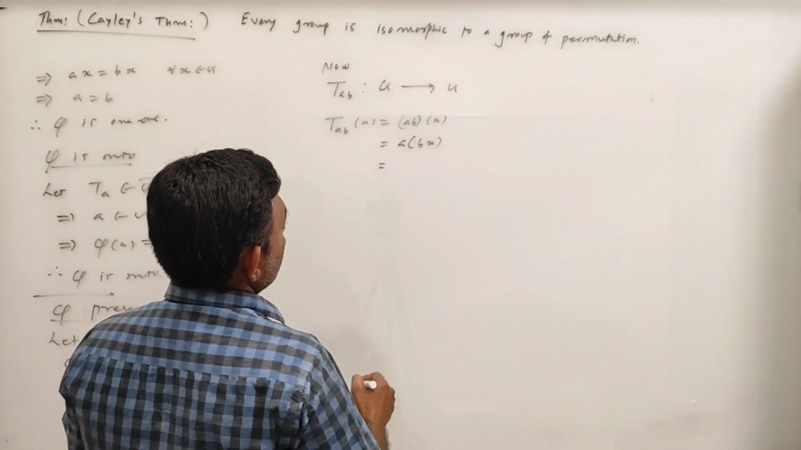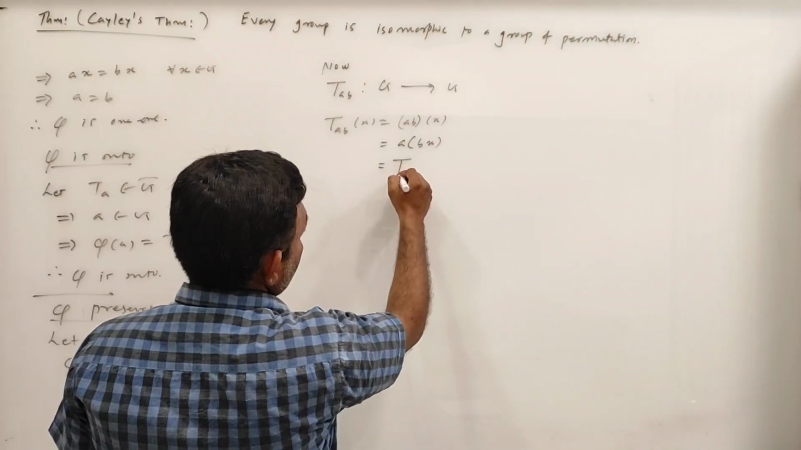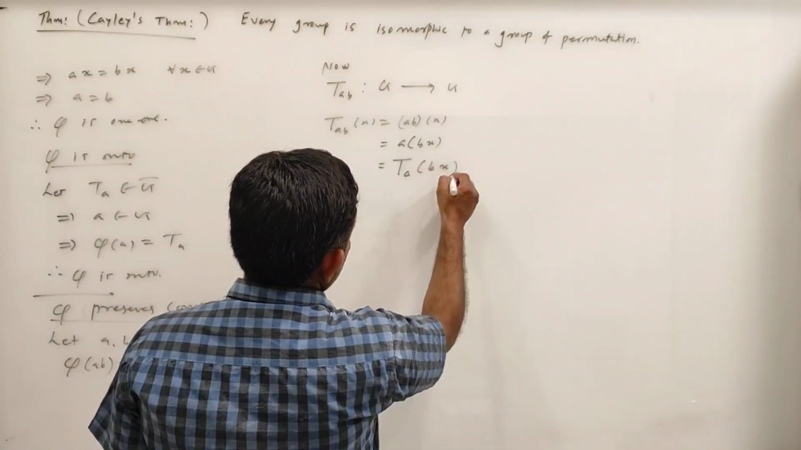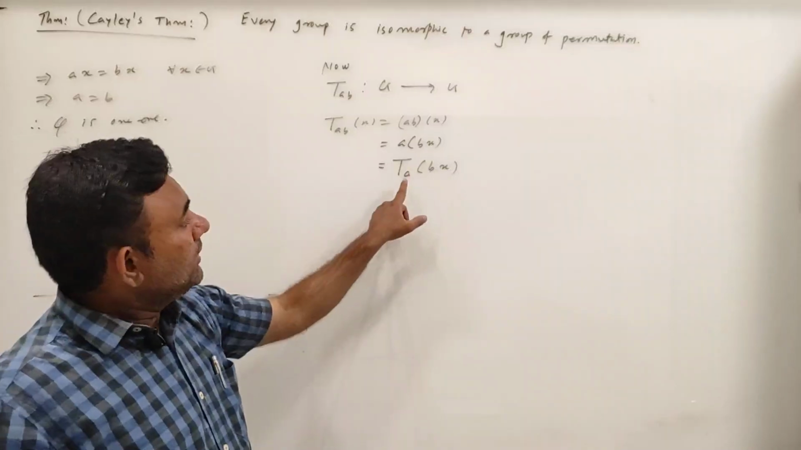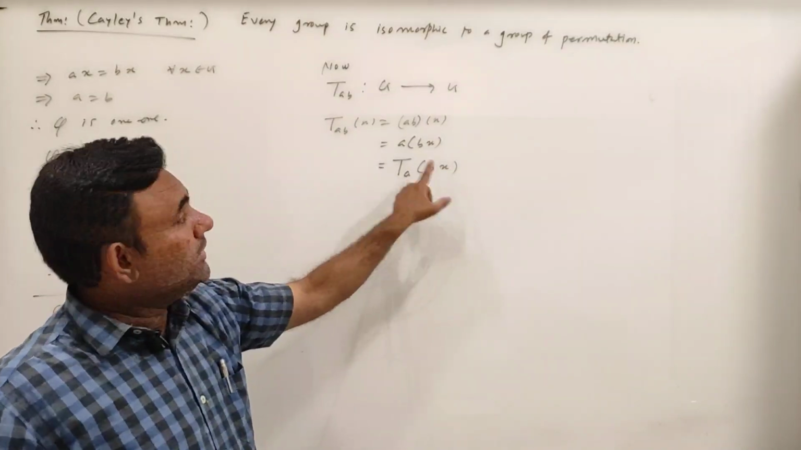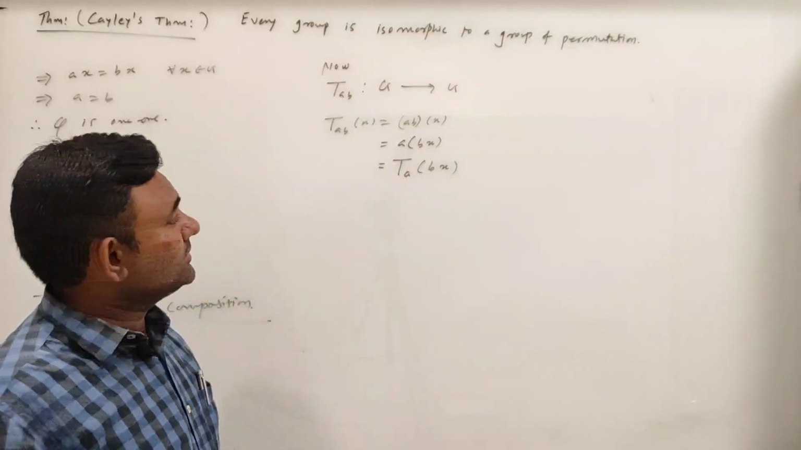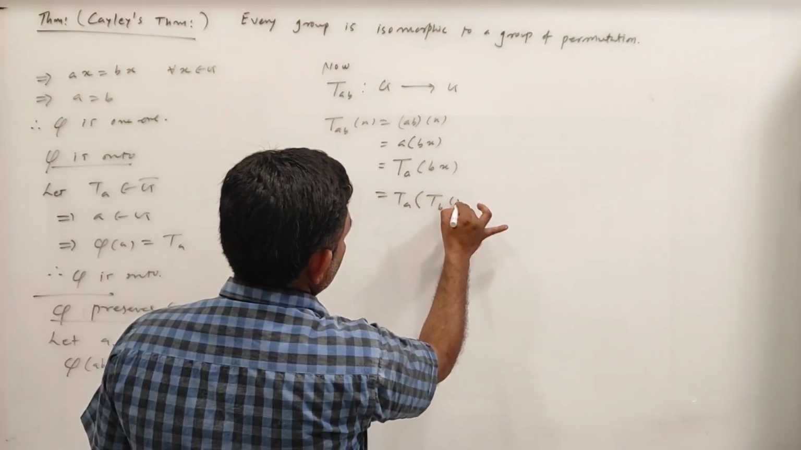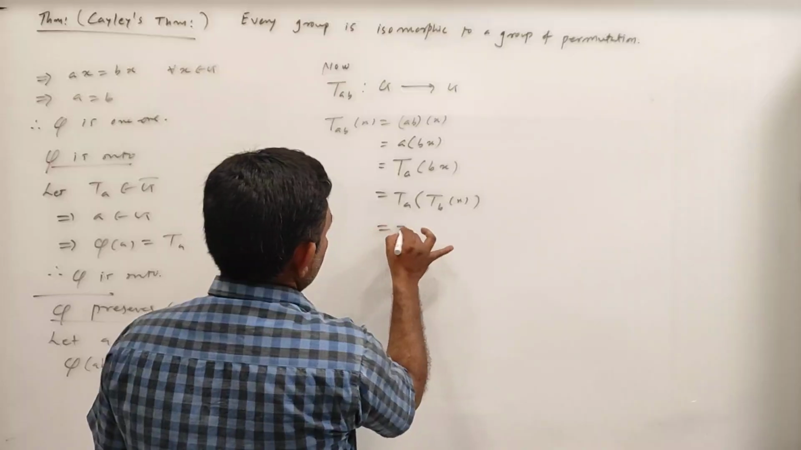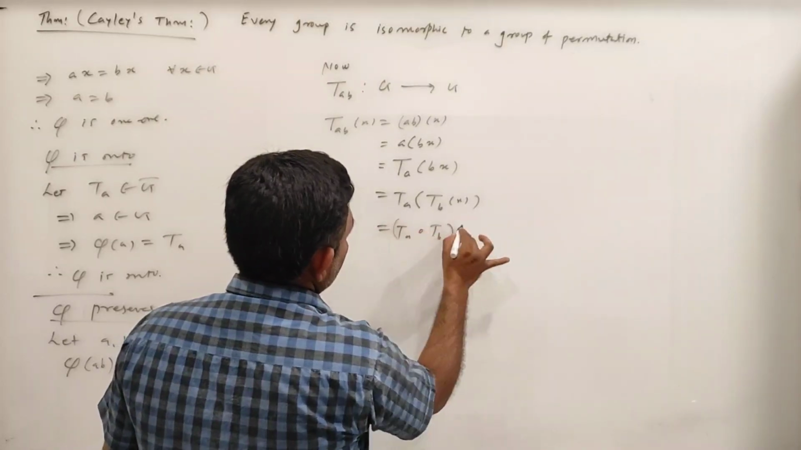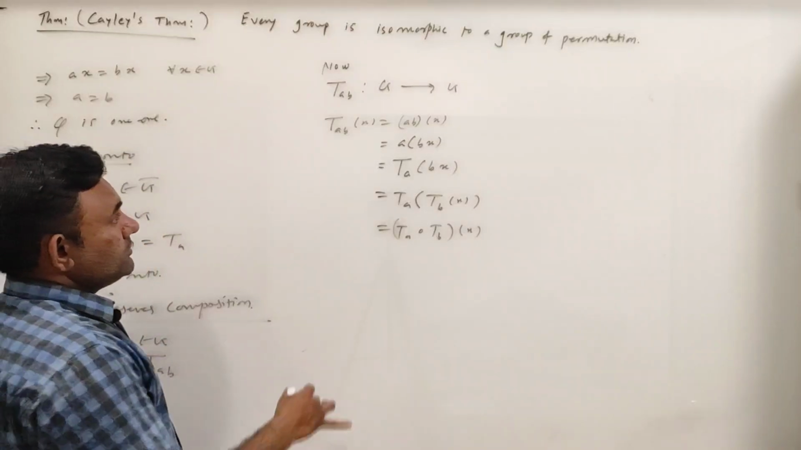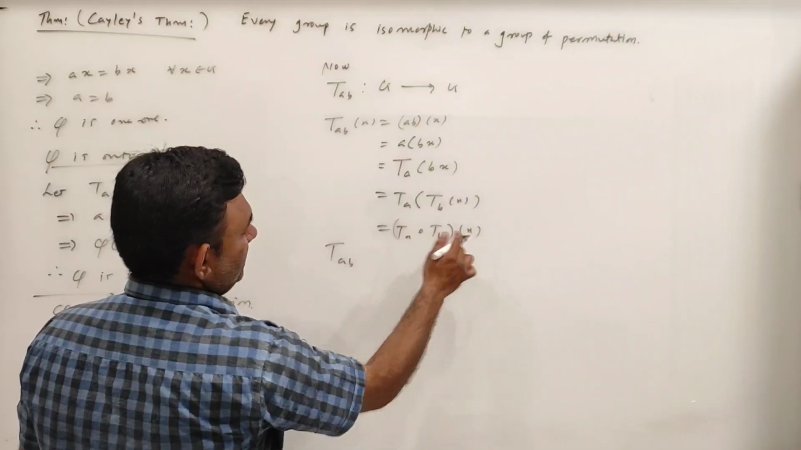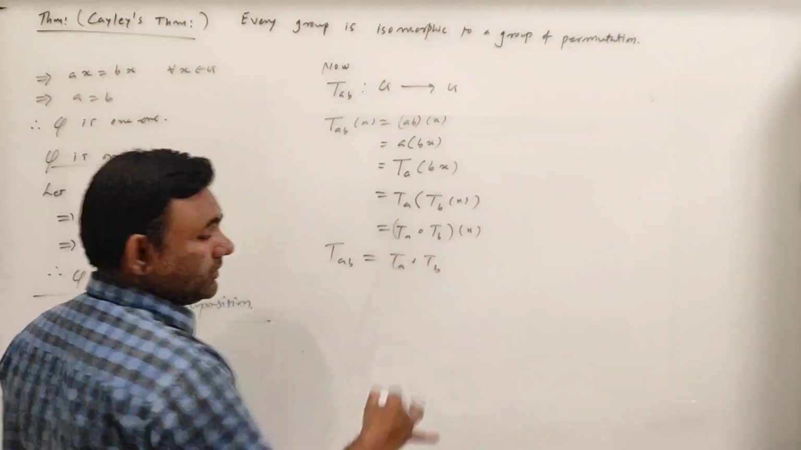So this is what? It is T_A at BX. BX is again an element of G, so I can say it is T_A at BX. T_A at BX is what? It is A times BX, and we have it here, A times BX. But this is what? T_A, BX is what? It can be written as T_B at X. So this is T_A composition T_B at X. So what I have, T_AB at X is equal to T_A of T_B at X. So T_AB is what? T_A composition T_B.